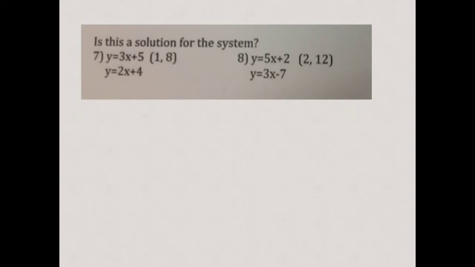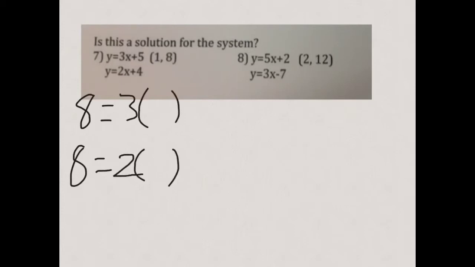Now right here, is this a solution for the system? Well, here's my x, here's my y. So wherever I see y, I'm going to put an 8. So I'm going to rewrite both of these down here, okay? So, 8 and 8, 3 and 2. So you see I'm rewriting them as I go. Now, they both have x. What is x? 1. This is plus 5, plus 4. So I rewrote them already.